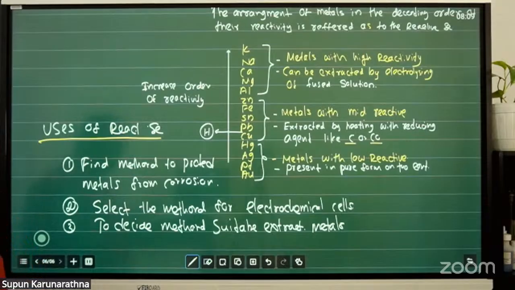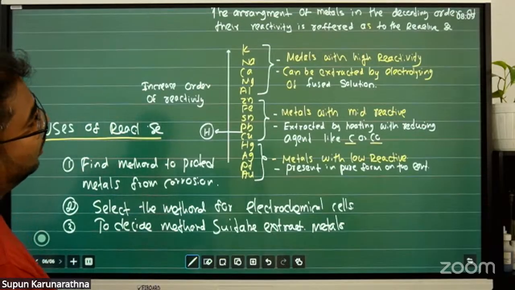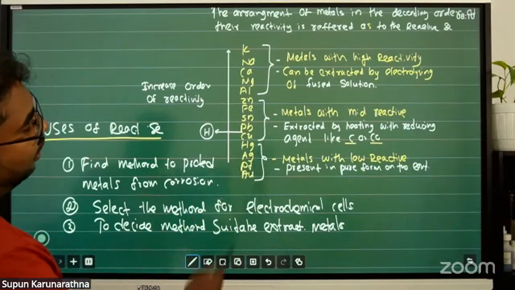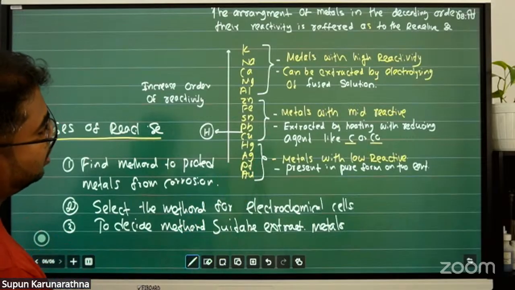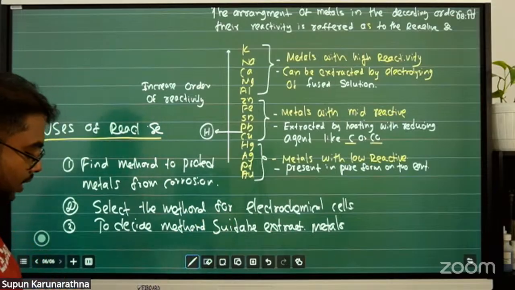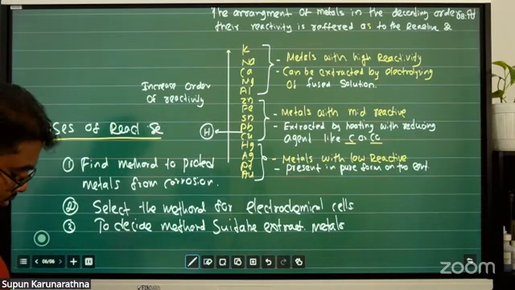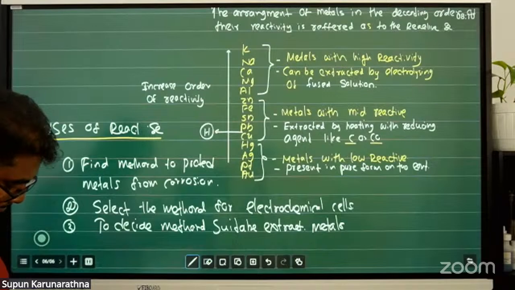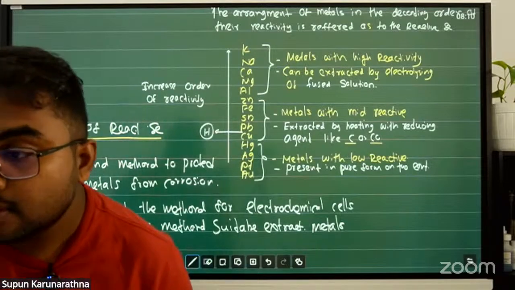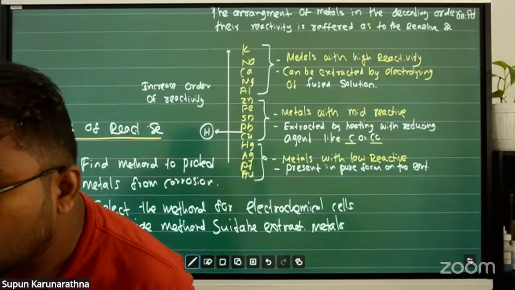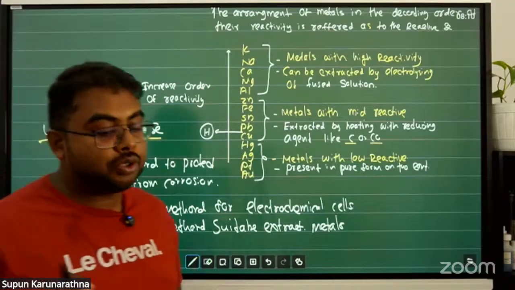So metals can be extracted by electrolysis of fused solution, by heating with a reducing agent, or by physical methods. Excuse me, sir, what is the meaning of extraction by fused solution? What do you mean by fused solution?